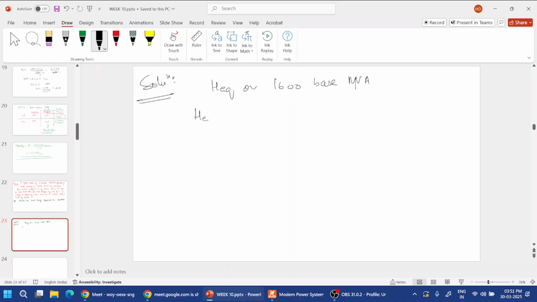So H equivalent will be how much? 5 into 400 upon base 1600, and they are in number 4. The H value here is 5. So if we multiply all 4, it comes out to be 5 seconds, and F0 is 50 hertz.